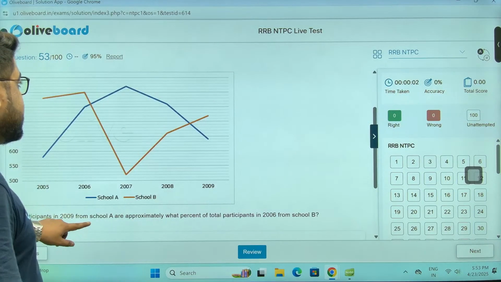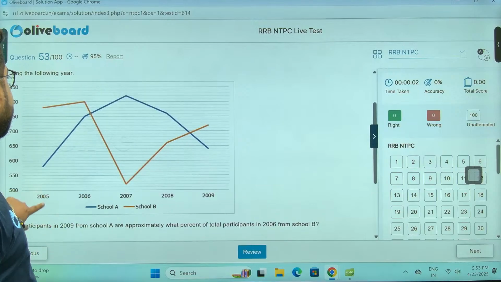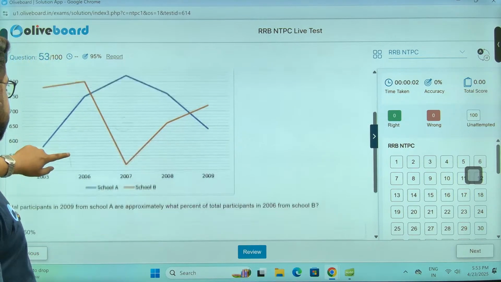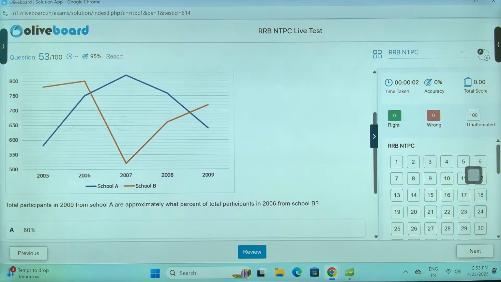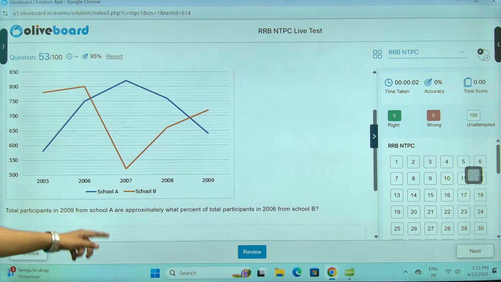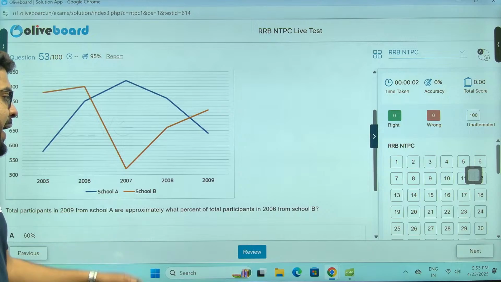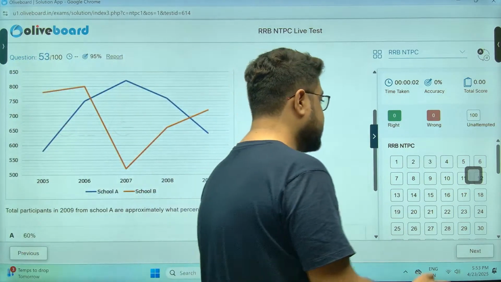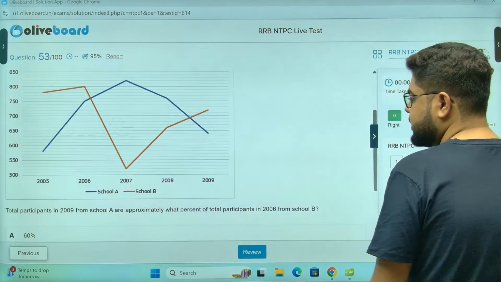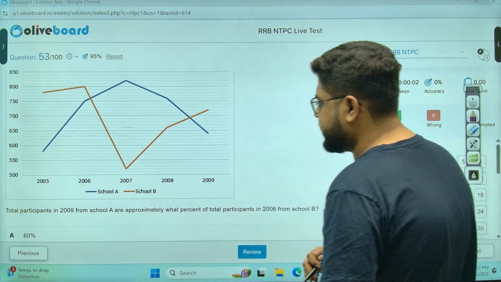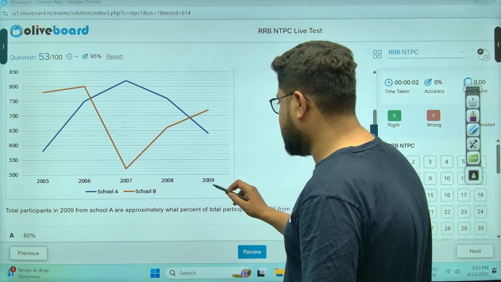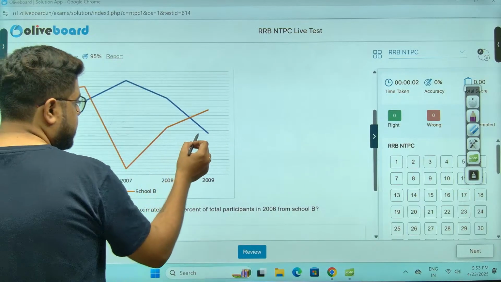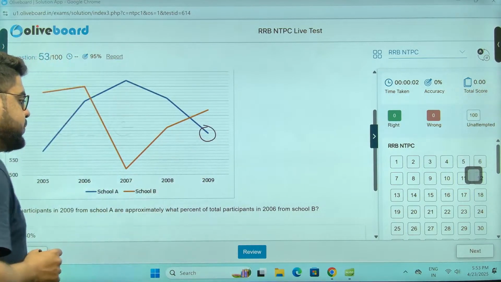एक तो करते हैं सर, अदरवाइज विल से एक भी डीआई नहीं किया. Two different schools, line graph, annual function. चलो. Total participants in 2009 from school A is approximately what percentage of total participants in 2006 from school B. School A total participants in 2009. School A is the blue line. Blue line 2009 is this, right?